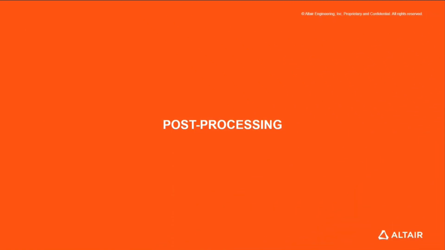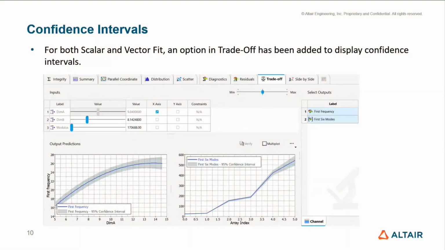Okay, we have the third category, post-processing and visualization. We have quite a bit of improvement in this area. The first one I'll start with is confidence intervals. This was really born out of the discussions when we were introducing the vector fits. Why not show the confidence intervals? It's a very common type of visualization aid for those who use predictor models.